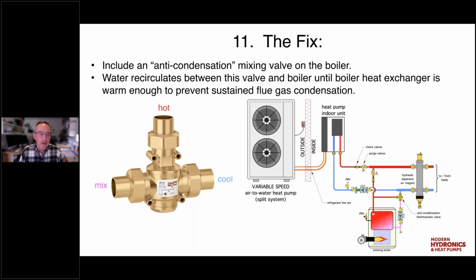But many of the existing hydronic systems that are potential candidates for either a water-to-water heat pump or an air-to-water heat pump have what I refer to as a conventional boiler, a boiler that was not intended to operate with water temperatures that would cause sustained flue gas condensation. So again, this is another hydronic detail. Anytime you're evaluating a system, definitely take a look at this.